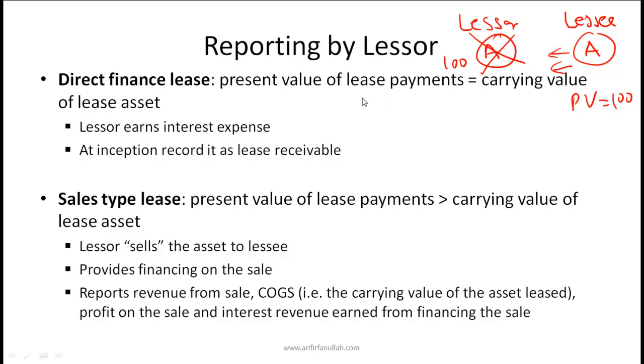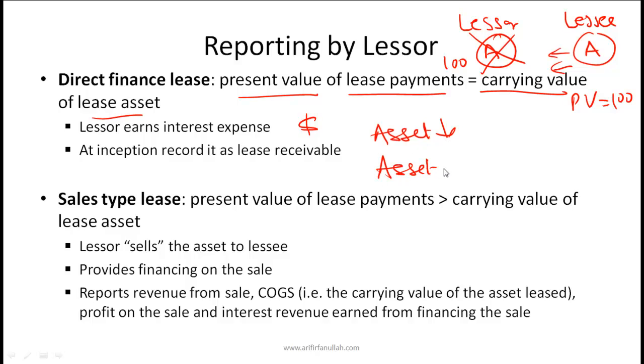So the core point to remember is if the present value of lease payments is equal to the carrying value of the leased asset, then we classify this as a direct finance lease. And in this case, the lessor earns interest revenue. The money that he is getting in is the lease payments, and the part of this that is interest is his revenue, or interest revenue. At inception, what we do is record a lease receivable. Effectively, our asset, let's say our equipment, goes down, and the other asset, which is your lease receivable, goes up. So that's the accounting for a direct finance lease.